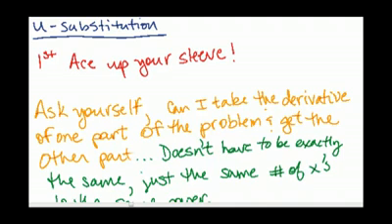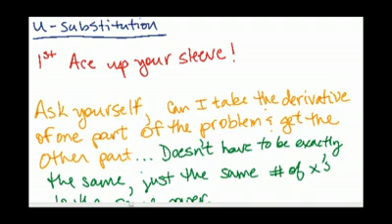Today we're going to look at a concept video for U substitution. What is U substitution? Well, U substitution is your first ace up your sleeve. Basically what that means is if you can't do algebraic manipulation, you can't do a trig identity, you can't do them individually, then you try U sub.